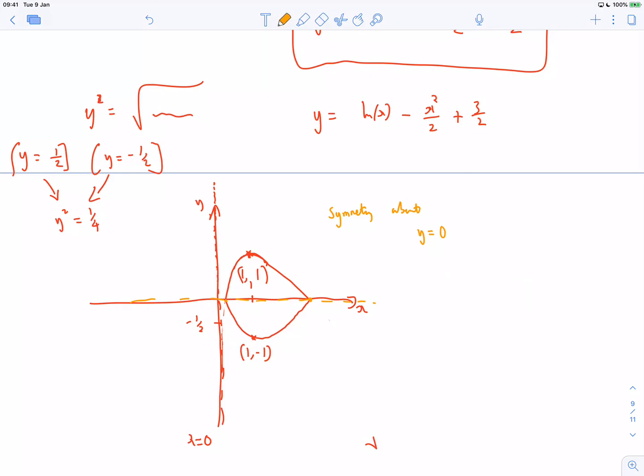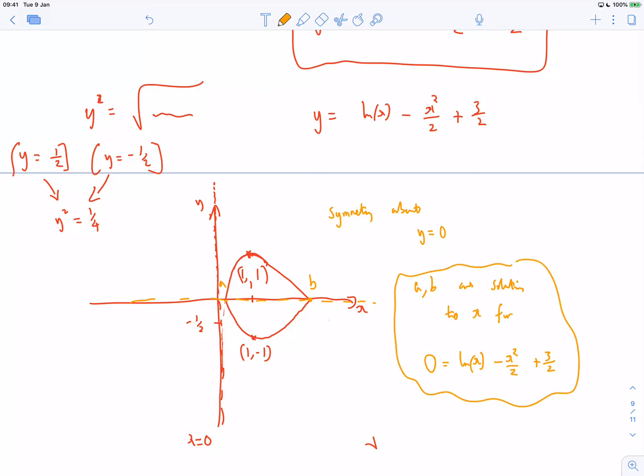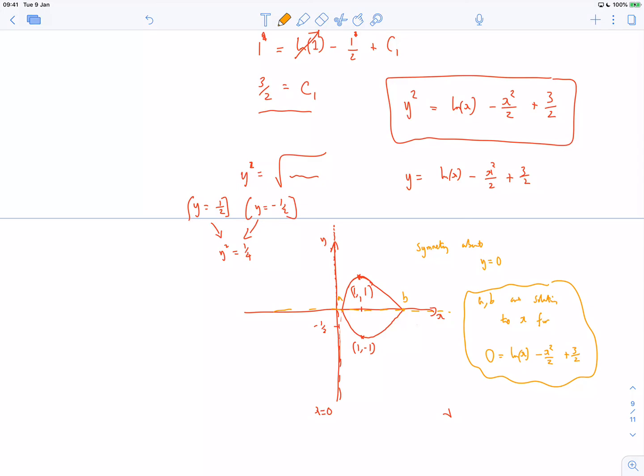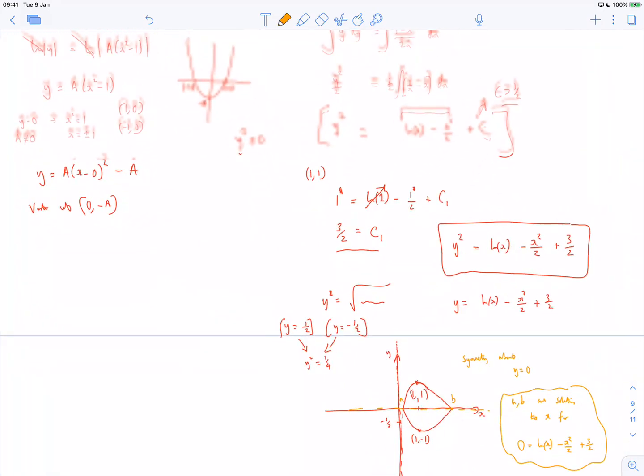So hold on, I will call this B and this A, and I'll say A and B are solutions to 0 equals ln of x minus x squared over 2 plus 3 halves. Solutions to x, there you go. So actually, I've been a bit cheeky there, and I've just said A and B are the values such that they're the solutions to that. I don't know what it is, but that's the form. Cool. I think that's it.